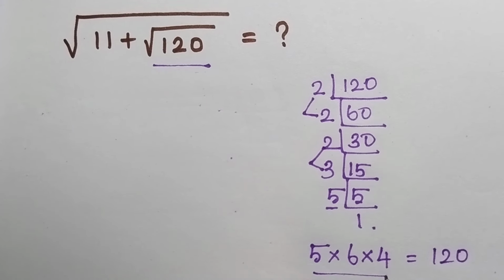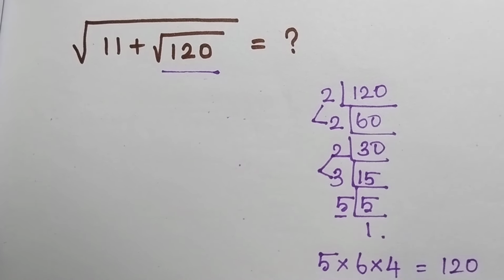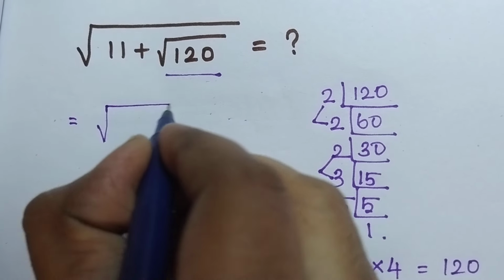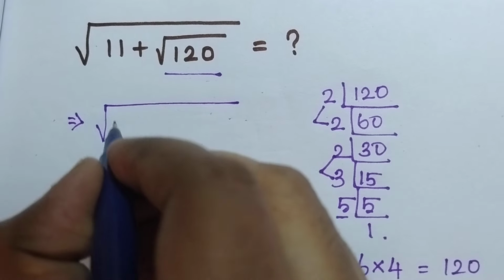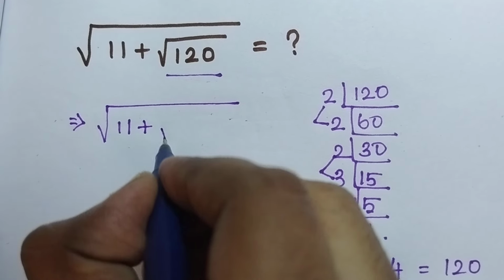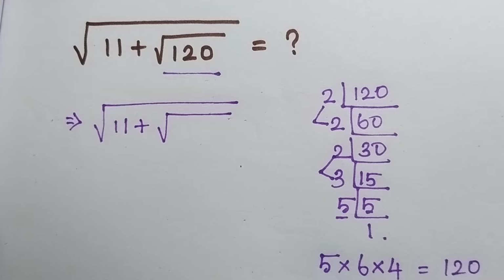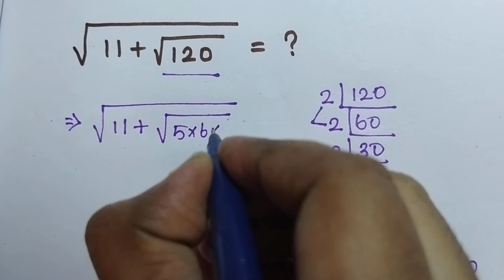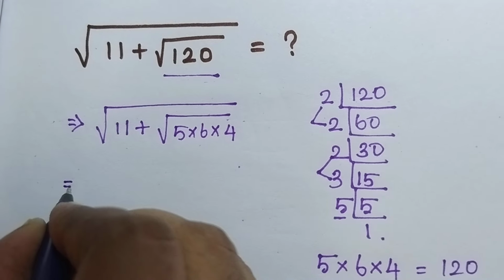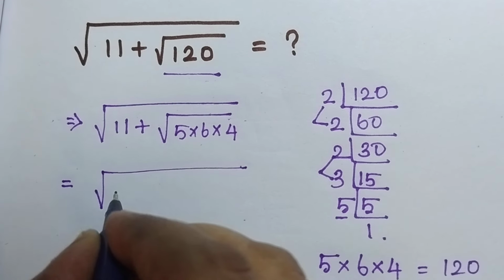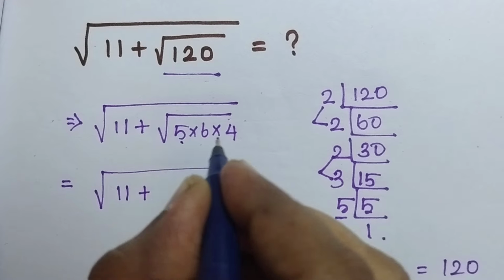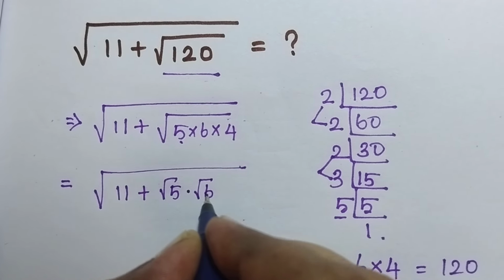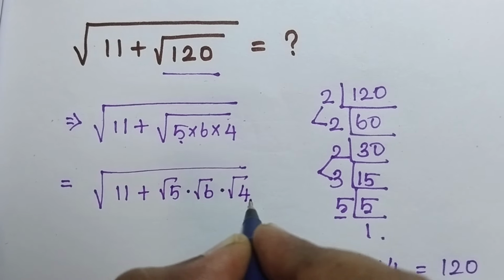Just substitute this value instead of 120. So g is equal to the square root of 11 plus the square root of, instead of 120, I am going to write 5 into 6 into 4. Which is equal to the square root of 11 plus, and this can be written as root 5 into root 6 into root 4.